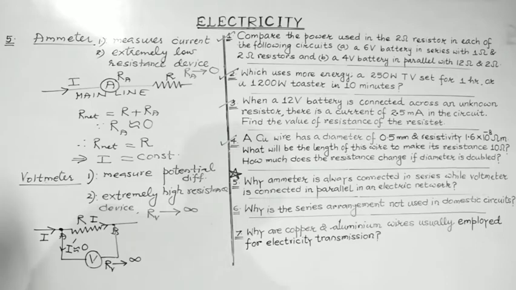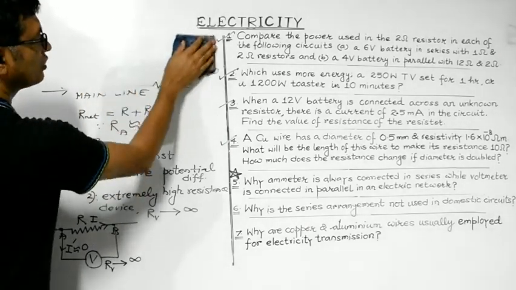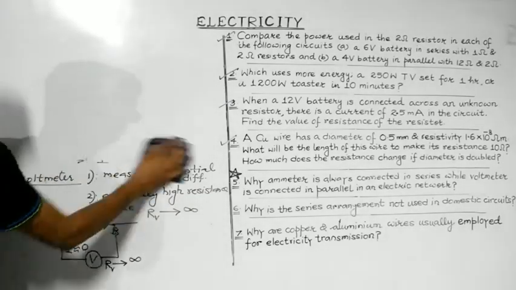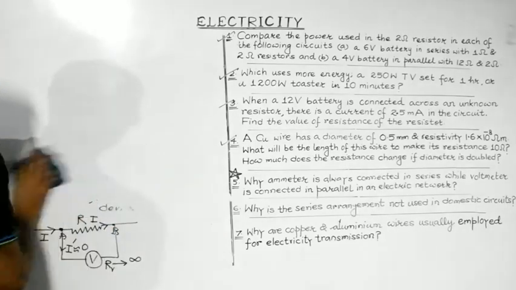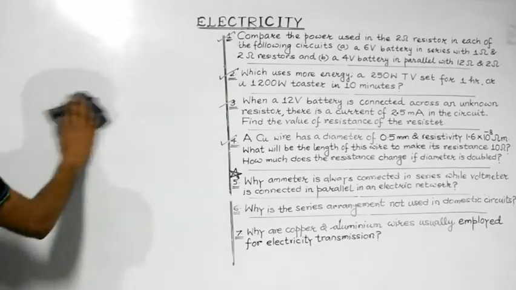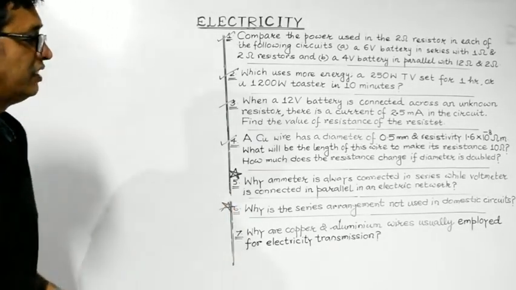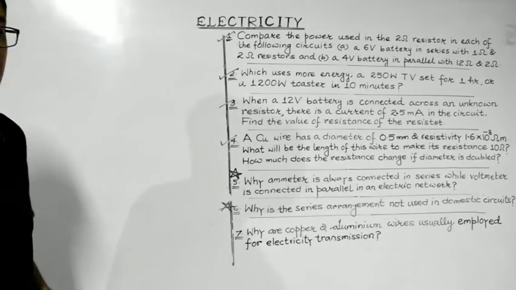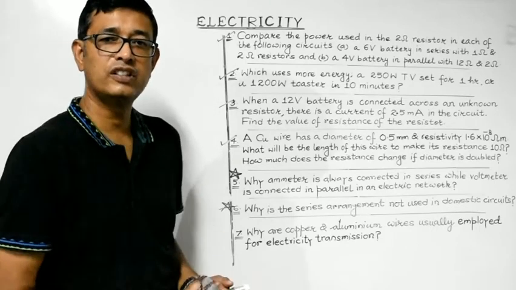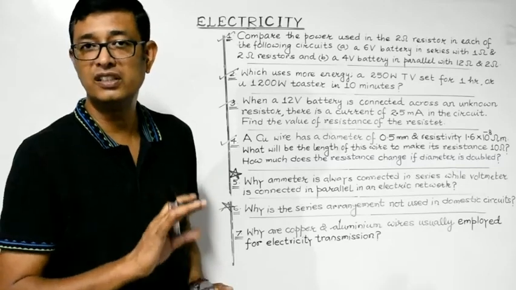Next one, question number 6. Why is the series arrangement not used in domestic circuits? This is again a common sense question. This is again an interesting one, and all the students must be aware of this concept. This is also a good question. Why is the series arrangement not used in domestic circuit? In households or in labs, in schools, in industries, we make use of parallel connection. We don't use series combination, right?